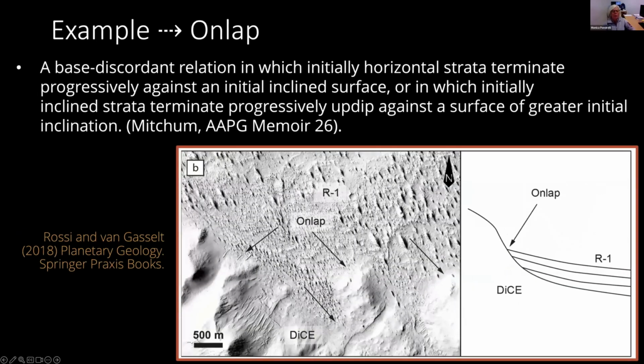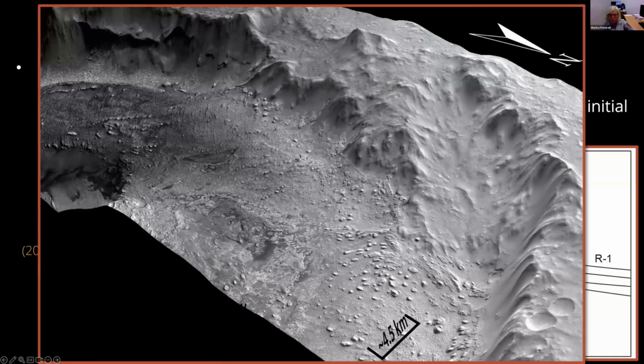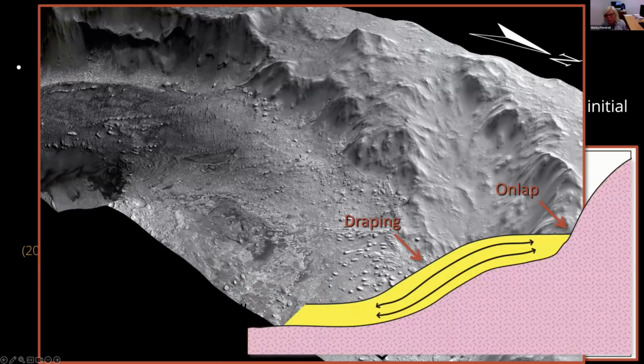Onlap, we have this horizontal strata which terminates against an inclined surface. You see here this unit embays this other unit in this fashion. It means that I am infilling the basin. Maybe this is more clear in this other example. We have a crater margin here and these layers which overlap against the crater margin in this fashion here. It means they are infilling the basin.